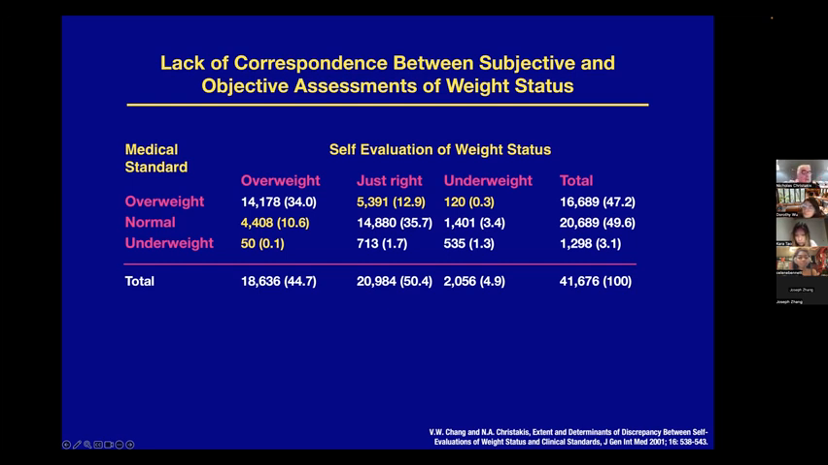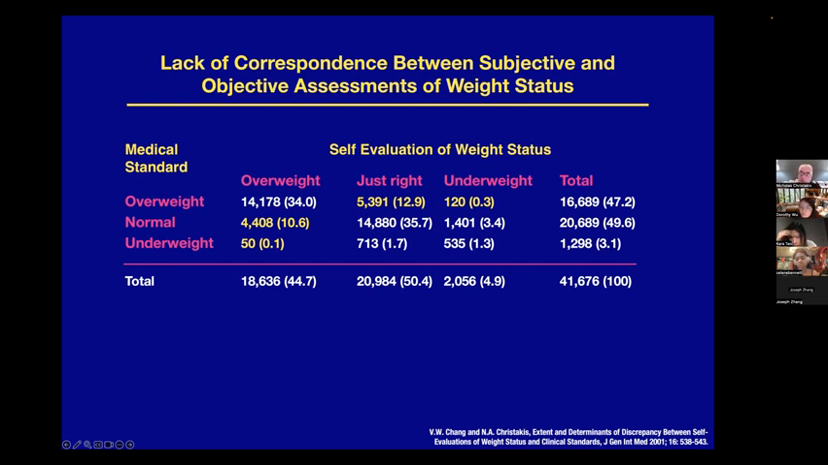So there are 5,391 people who are overweight, but thought they were just right. In fact, there were 120 people who were overweight and thought they were underweight. And there were 4,408 people who were normal, but thought they were overweight, and 50 people who were normal, but thought they were underweight. About 24%, or 4,458 out of 18,636 people thought they were overweight, but a total of 4,458, or 24% of those who think they are overweight, are not overweight. And if you look at the row on the top, there are 16,689 people in the sample. A total of 5,511 of them, or 33% of those who are overweight, think they are not.